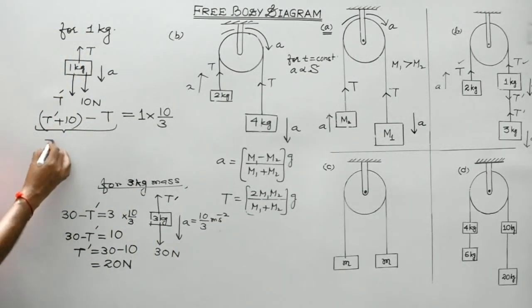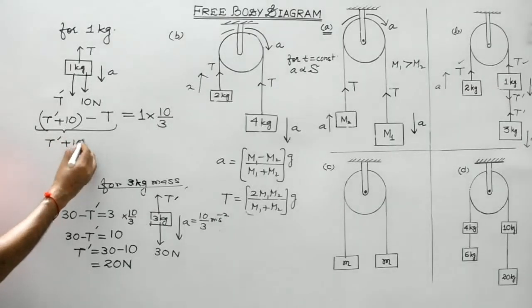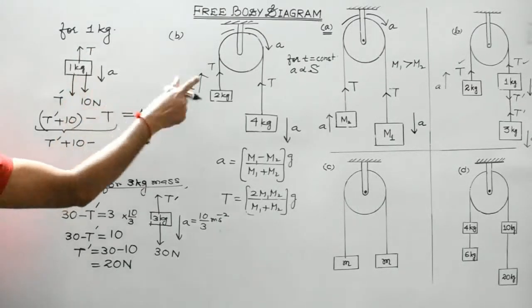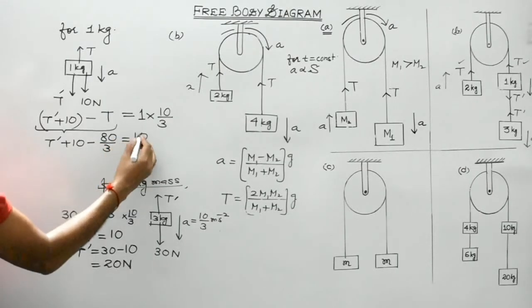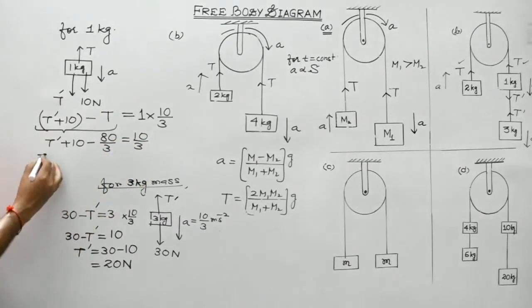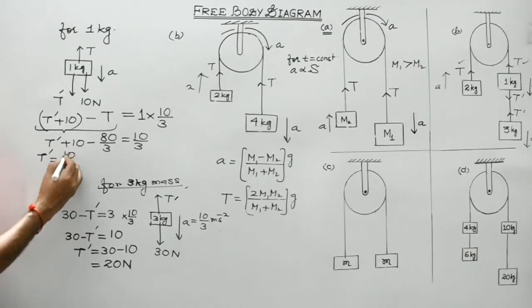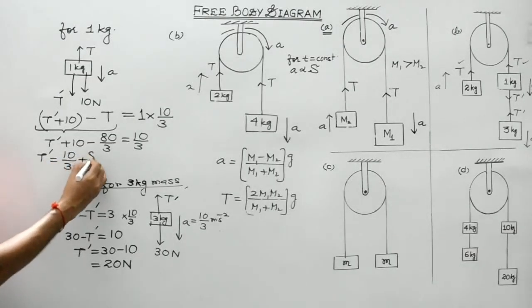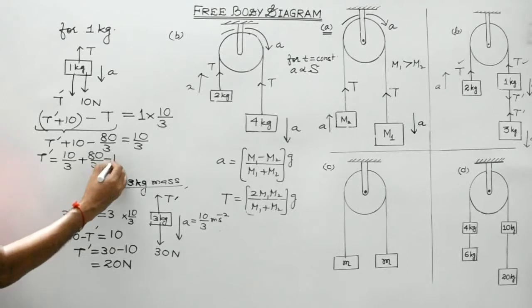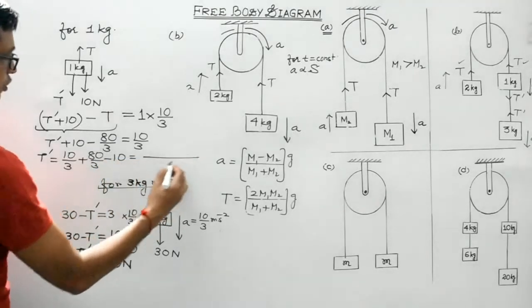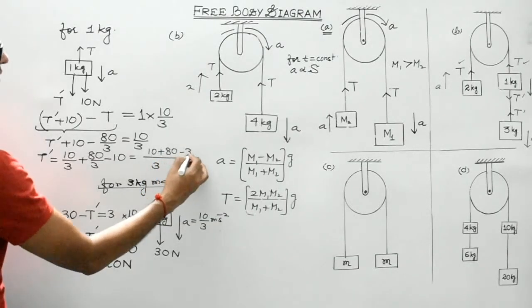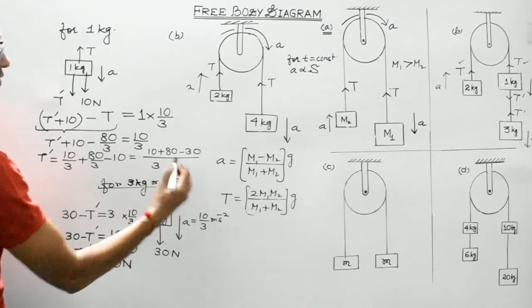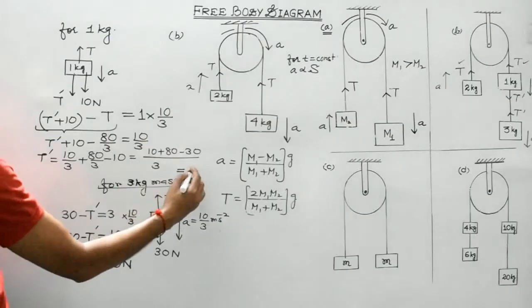So let's try. T dash plus 10 minus tension T, which is found to be 80 by 3, is equal to 10 by 3. So T dash will be equal to 10 by 3 plus 80 by 3 minus 10. So 3 can be taken as LCM. So 10 plus 80 minus 30. So that will give us, students, 60 by 3.